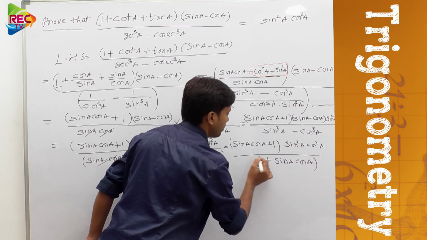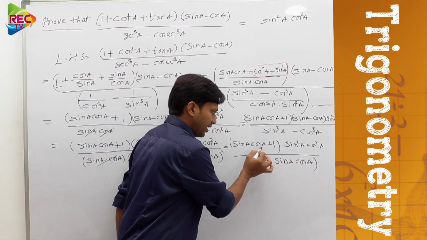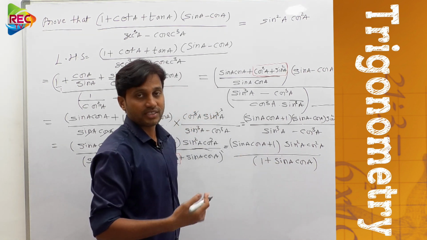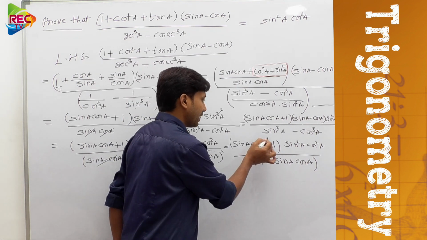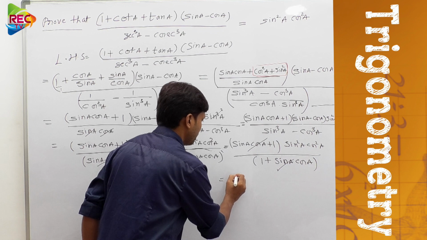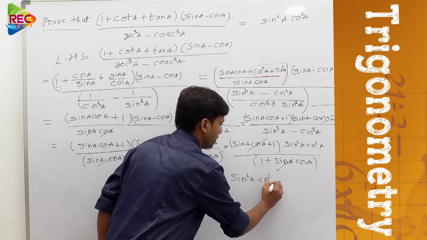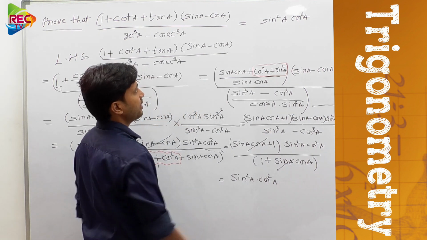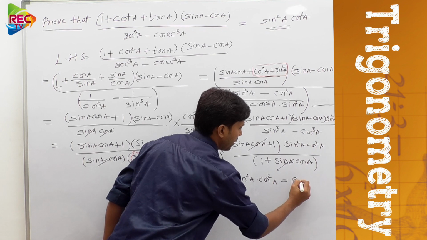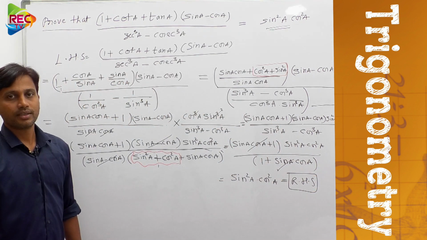Now tell me, sin a cos a plus 1 or 1 plus sin a cos a gives the same meaning or not? So they can be cancelled together. Now what is left over? Sin square a cos square a. So I think this is the answer that we need to get, which is equal to the RHS. So we got the answer, right?